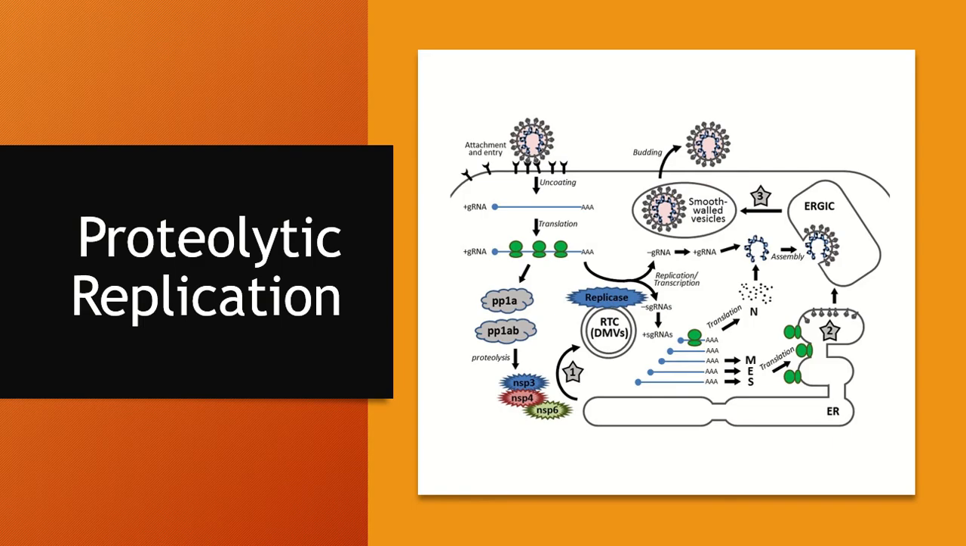Proteolytic replication. You may have heard of lysogenic and lytic replication. Those are two very common forms of replication that cells use. If you've seen my last PowerPoint, the Zika virus, it used lysogenic replication. This coronavirus uses proteolytic replication.